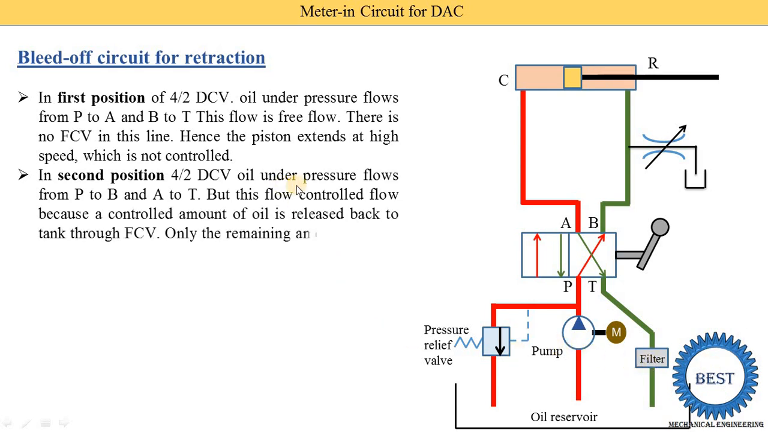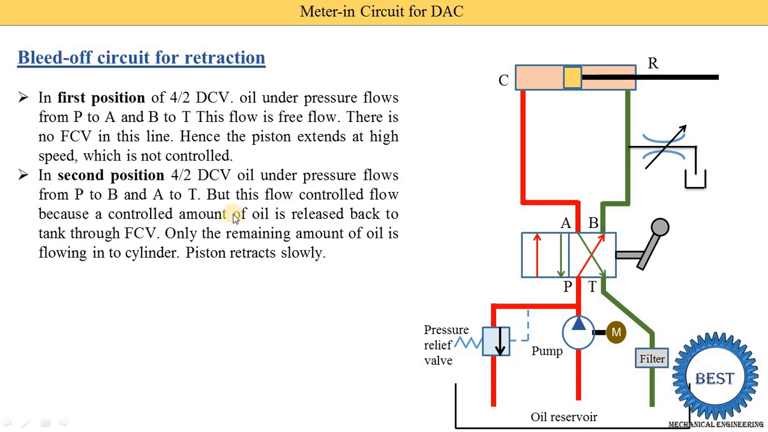Okay, so oil under pressure flows from P to B and A to T. Here you see this P port is connected with this B port, and A port is connected with this T port. So pressurized oil enters at the P port, from the P port it goes to the B port. Okay, and from the B port the oil has two options. Oil goes directly to the rod end port, and some quantity goes to the flow control valve.